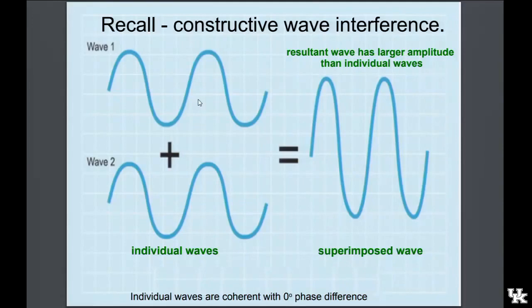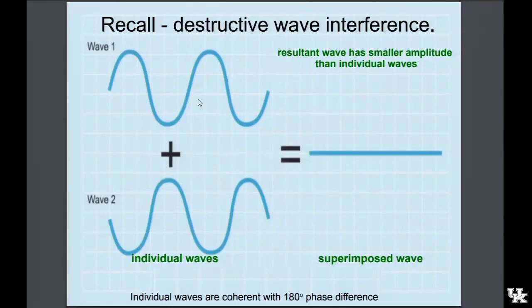So I just wanted to remind you that in this sketch here, we're seeing two waves interfere on the left-hand side. They collide with one another, they superimpose with one another. And because they're in phase, there's 0-degree phase difference between them, they constructively interfere and make a larger wave.